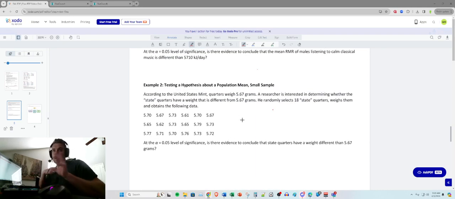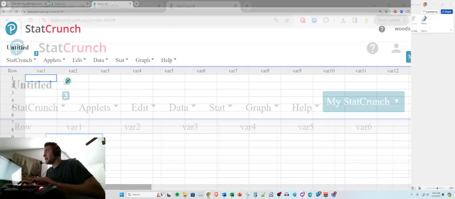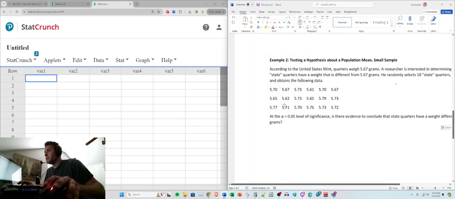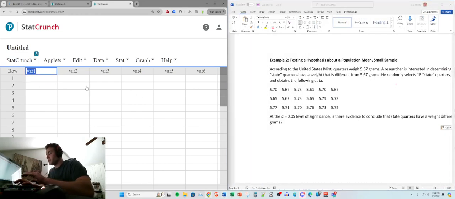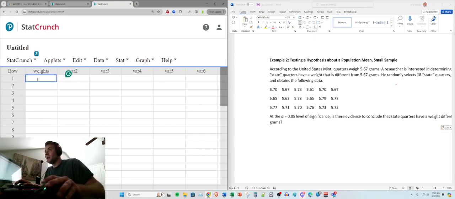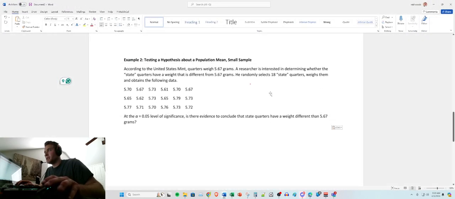Obviously, if this were in StatCrunch, a lot of times it copies and pastes for you, but we are going to need to actually type this in ourselves. So over here, we're going to call this weights. That's going to be our variable here. But before we even type this in, let's go ahead and set up our hypotheses.